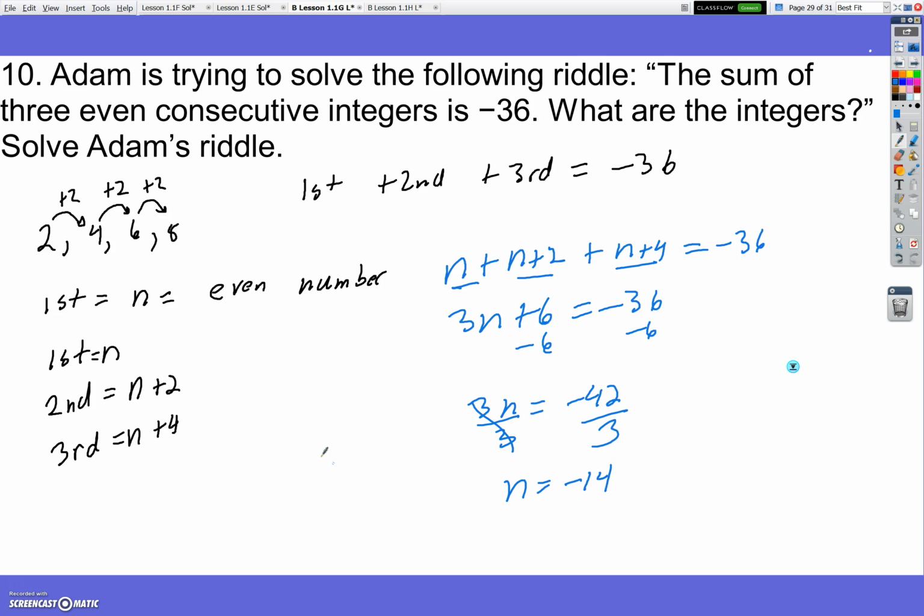So if I look at the number line and I have negative 14, the next greater integer is not going to be negative 16, it's going to be negative 12. So the second one would be negative 12, and the third one would be negative 10. I know that because when I plug in negative 14 for my n values on all these, that is what that equals. So the second one would be negative 12, while the third one would be negative 10.